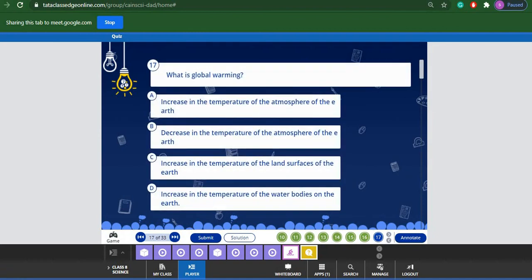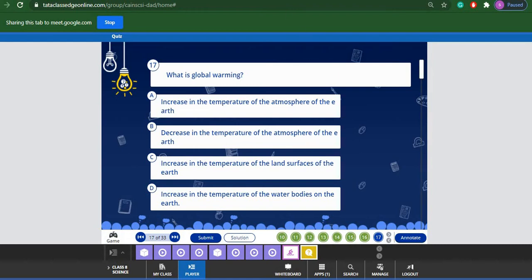Now next one. What is global warming? You all know that. So tell me which one will be the right answer here. Four options are given. Sir, A. How many of you say A is right or not? Anyone? Sir, D. Who is saying B? Lisa or Mania? Sir, Manya. Okay. What about Vedant? Sir, C.